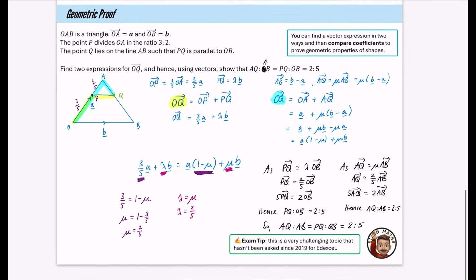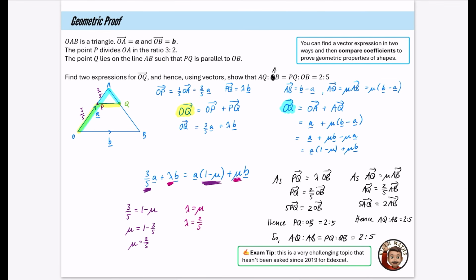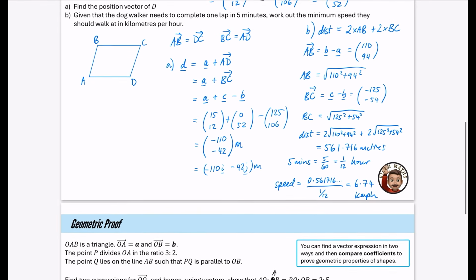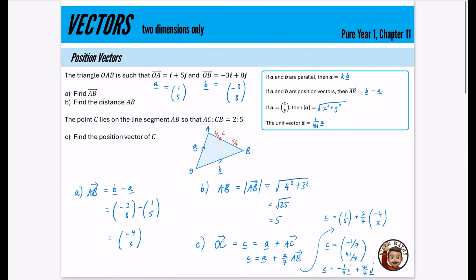So quite a challenging question, but I wanted to show you one where you have to do this bit with comparing coefficients. Now, vectors will come back up again in year 2. The only difference is instead of there being 2 dimensions, there will be 3 dimensions.